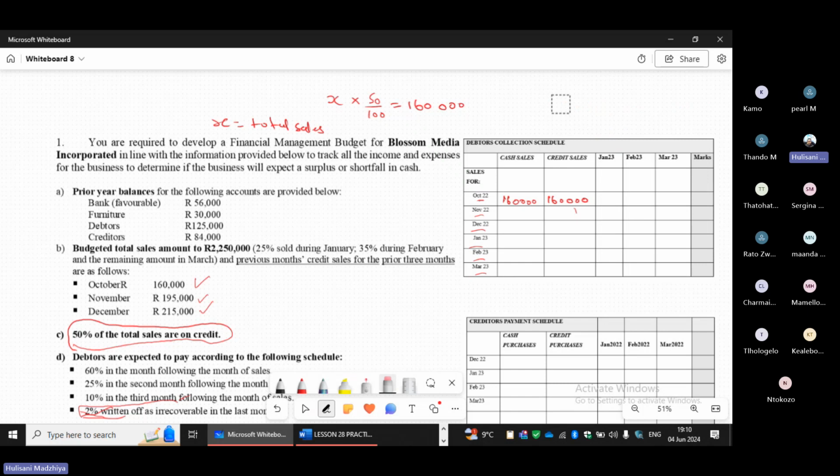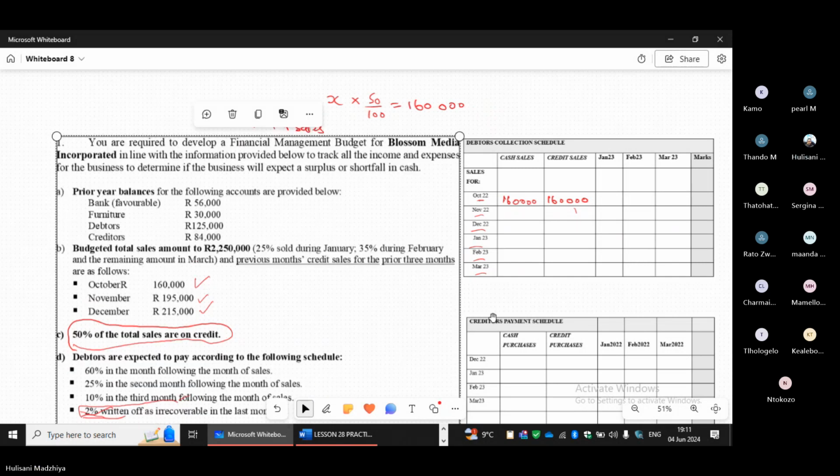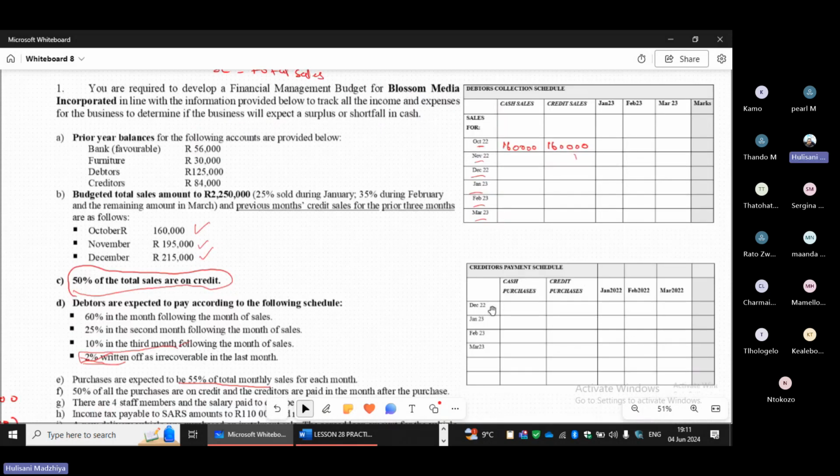We are doing the collection for January, February, and March, but we start with October. So with October credit sales, I'm going to do one month at a time. The information says that 60% of credit sales will be collected in the month following the month of sales.